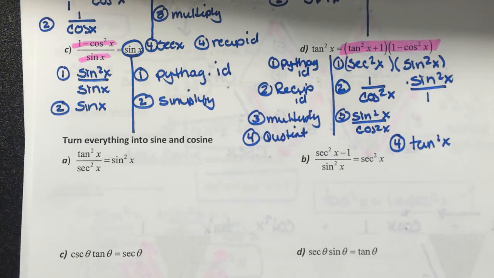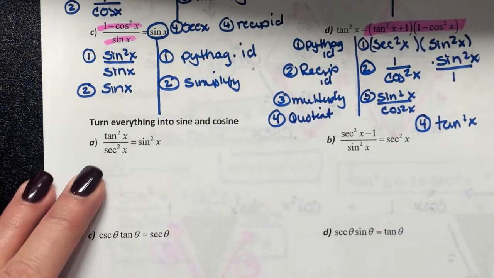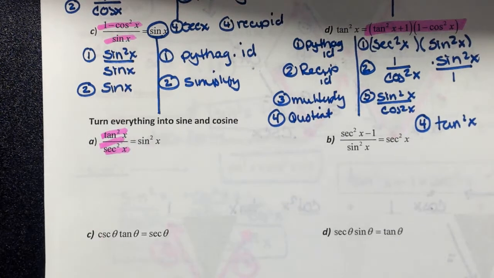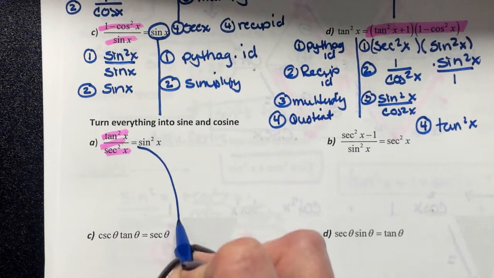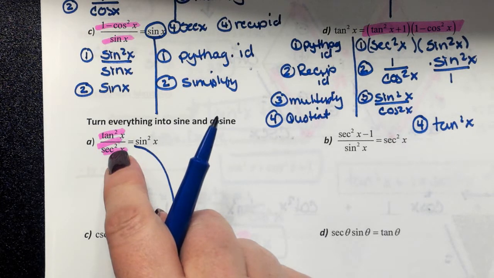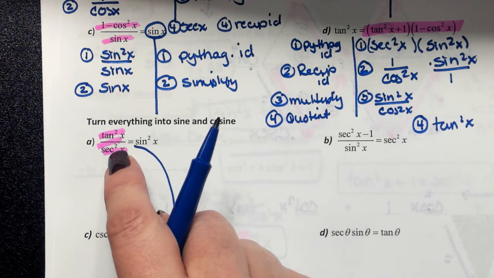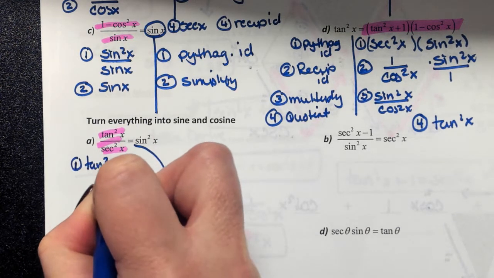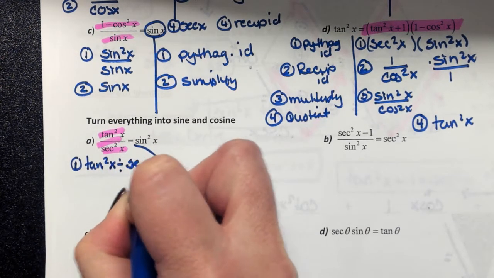So let's look at A. What side looks like the more complicated side, the left or the right? Left. So, first of all, this is just a division problem, isn't it? Isn't there another way I could write division? Instead of vertically, I could rewrite it horizontally. So let's just try and rewrite this: tangent squared x divided by secant squared x.